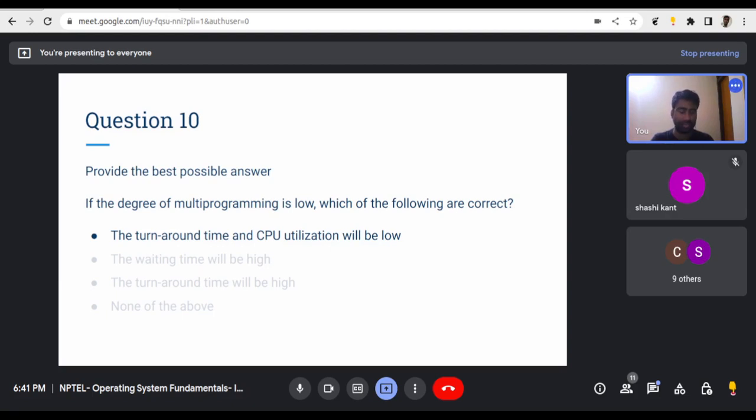Compare that to a situation where you have two or three processes. There it may well be that your process is not picked up first, so it may have to wait, and if it is preempted, then also it might have to wait. Things like that will occur. So coming to the third option, obviously we saw that the turnaround time will be low. Okay, so that is the correct option. Anyway, let's get to the next question.